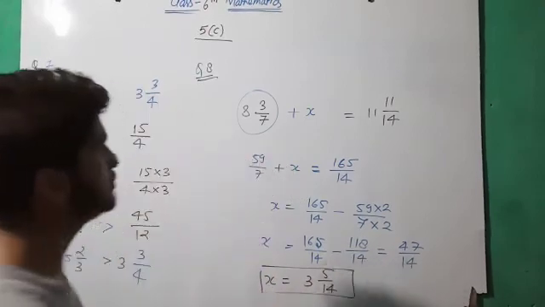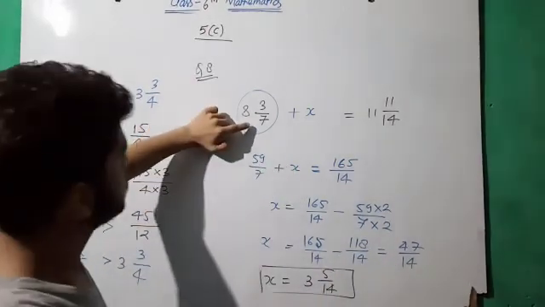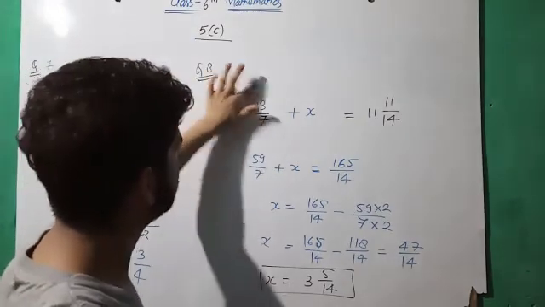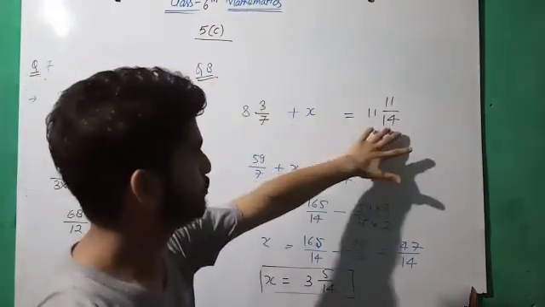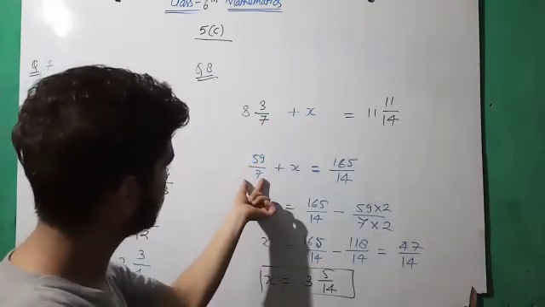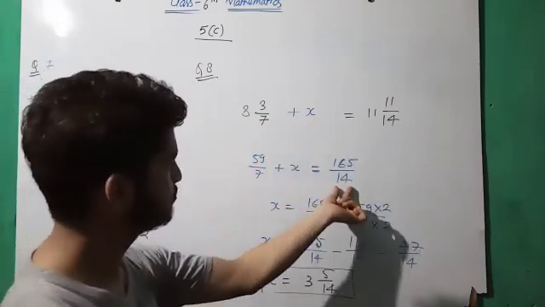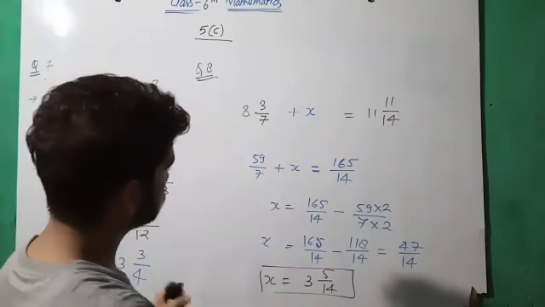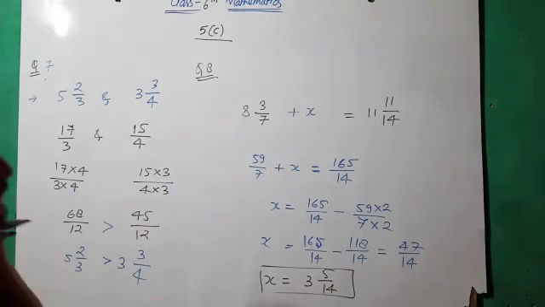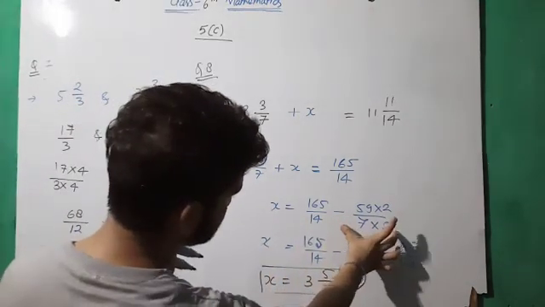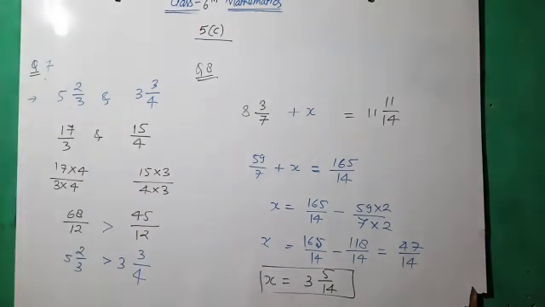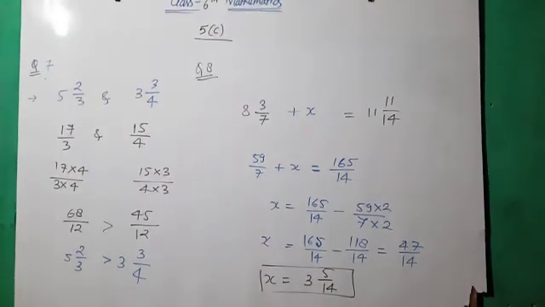Okay. I will repeat again. First of all, we have a given number and we have to add something so that we will get 11 whole 11 by 14. Let us say we have to add x. So 59 by 7 plus x will become this. So we have to subtract this number by using the conventional method. Okay, x is this, and take LCM, then subtract. Now the last one is the method: we have to change this number into an improper fraction.